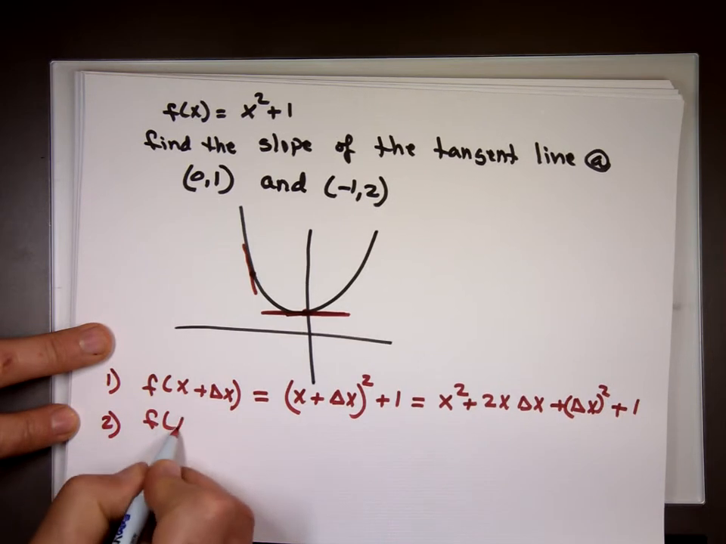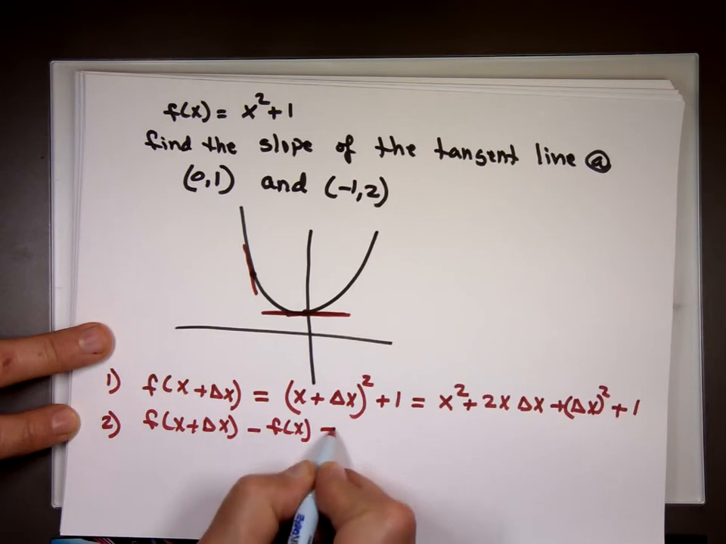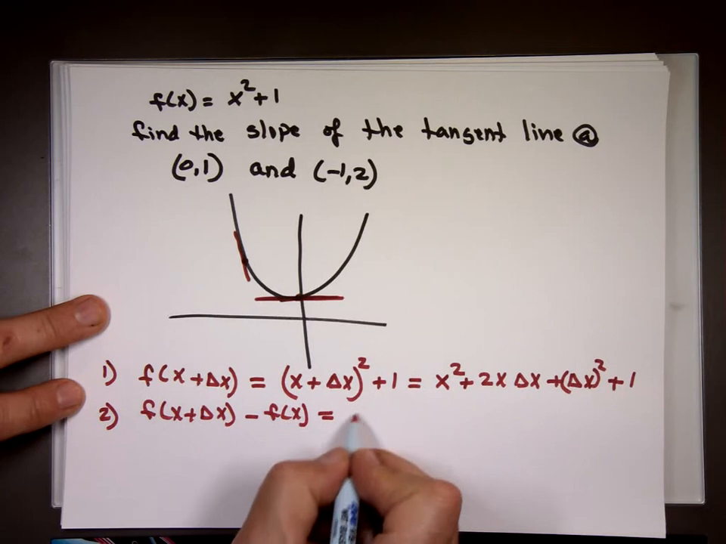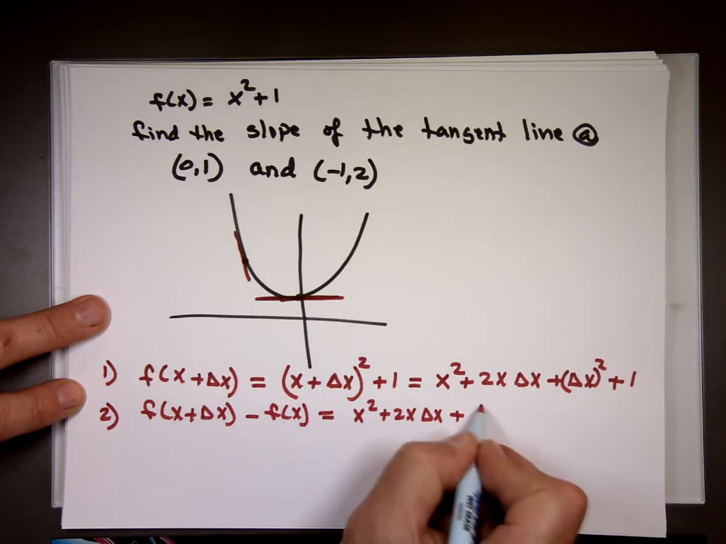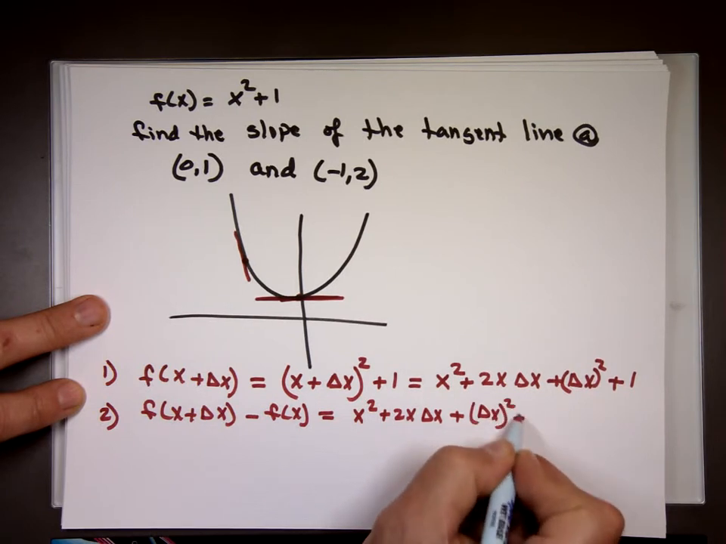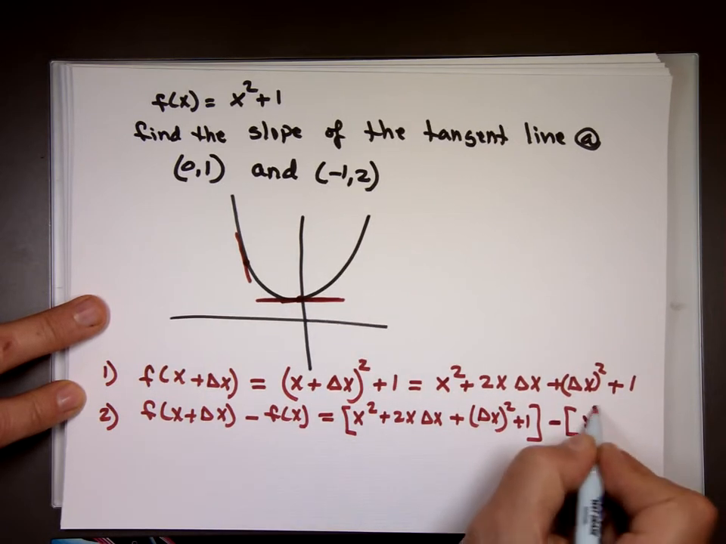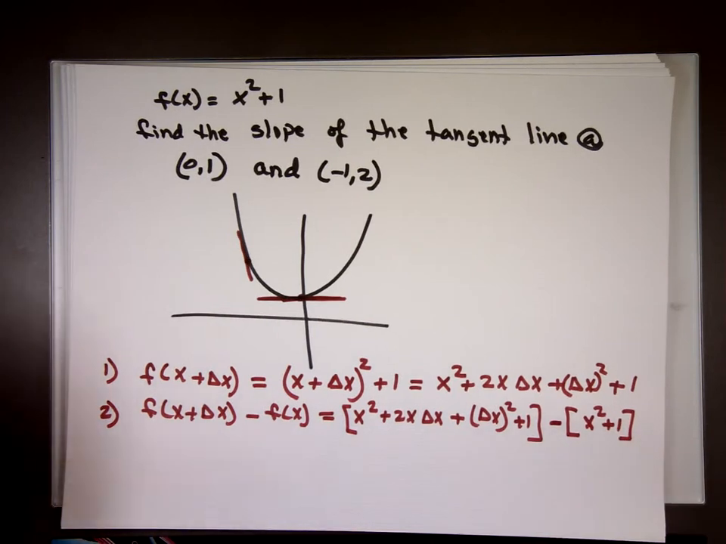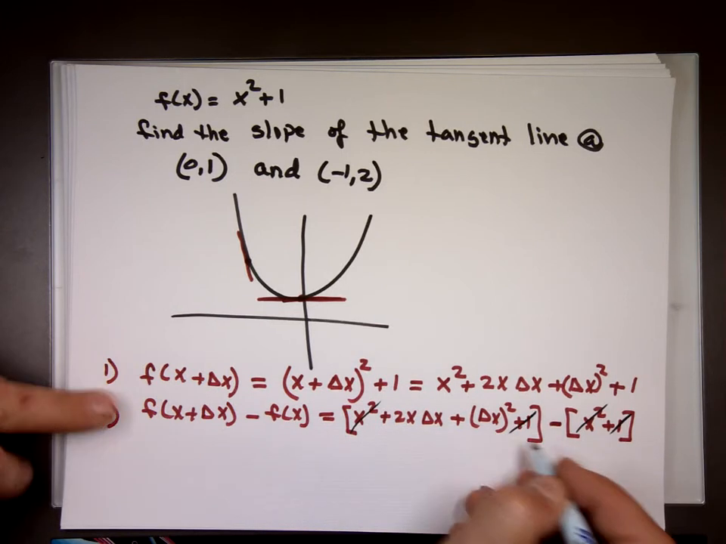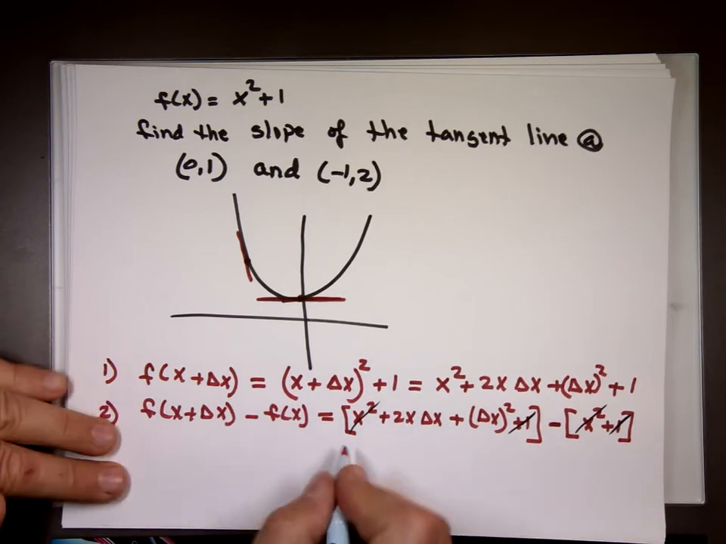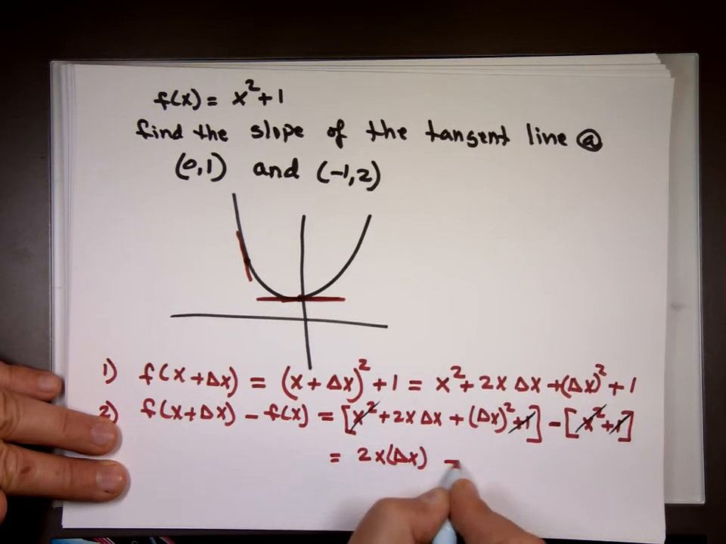Step number 2: f of x plus delta x minus f of x. That's x squared, 2x delta x, delta x squared, plus the 1, that's the first part, minus the second part, x squared plus 1. The x squared is gone, the 1 is gone. So we end up with what? 2x delta x plus delta x squared.